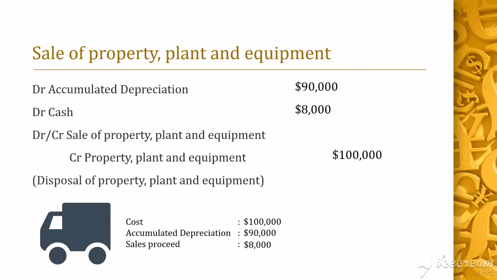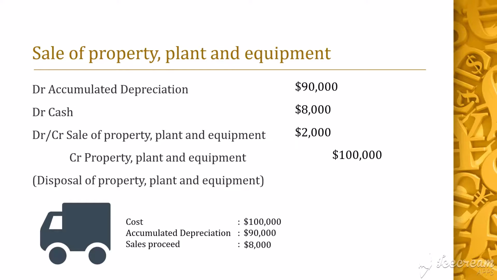The total debits does not equal total credits, so I will debit sale of property, plant and equipment by $2,000 to force the journal entry to balance. By debiting sale of property, plant and equipment, it represents a loss on sale. This loss is recognized in the income statement.